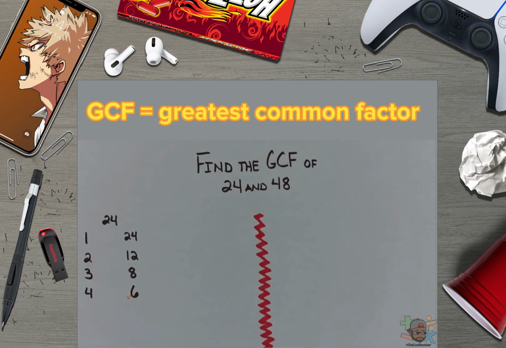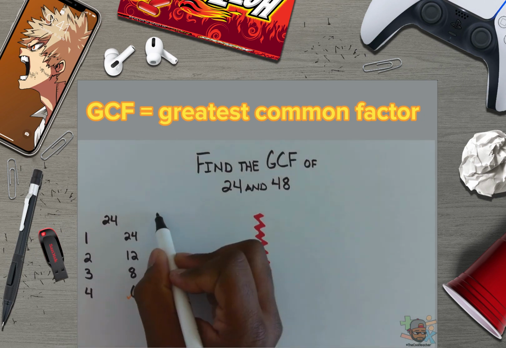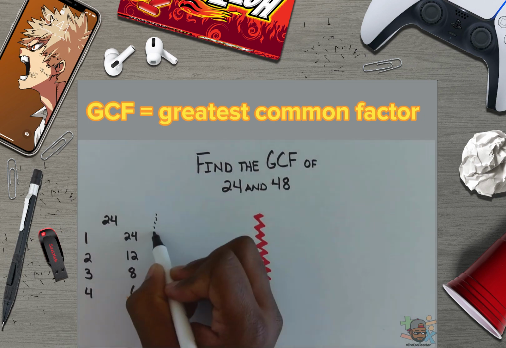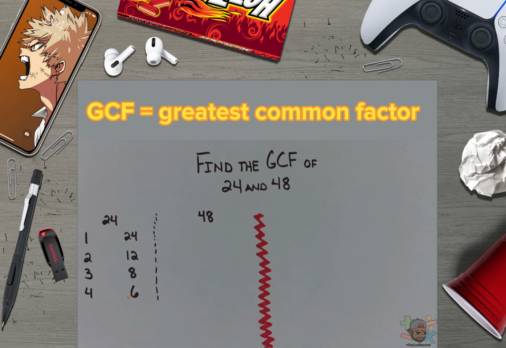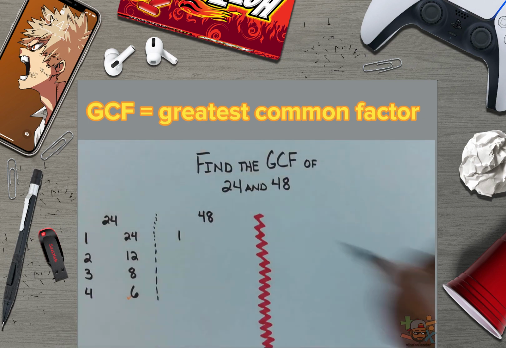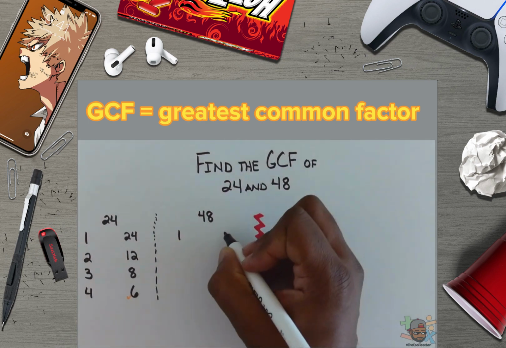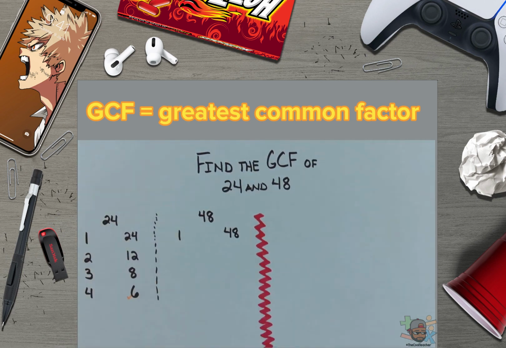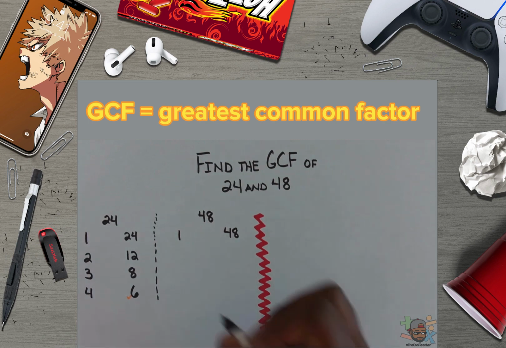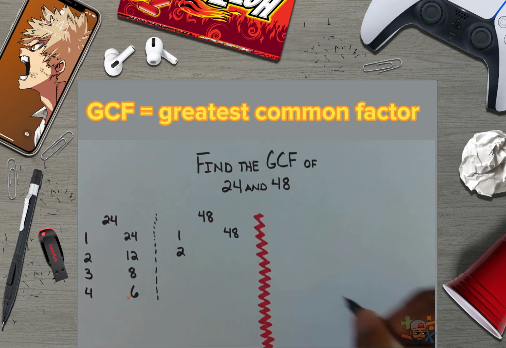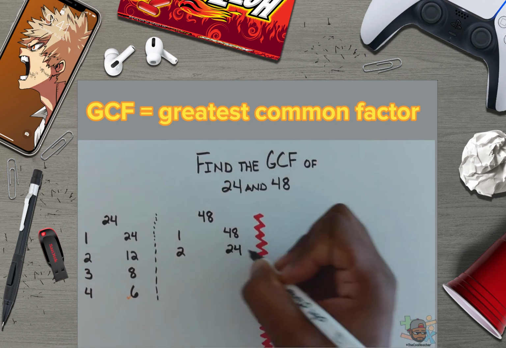So I'm gonna go ahead and now list my factors for 48. And I'm gonna do the same exact thing. Always start with the lowest number, which I know is 1. 1 times what gives me 48? 1 times 48. Then I have 2. Does 2 times anything give me 48? 48 is an even number, so I know 2 goes into it, and it goes into it 24 times.